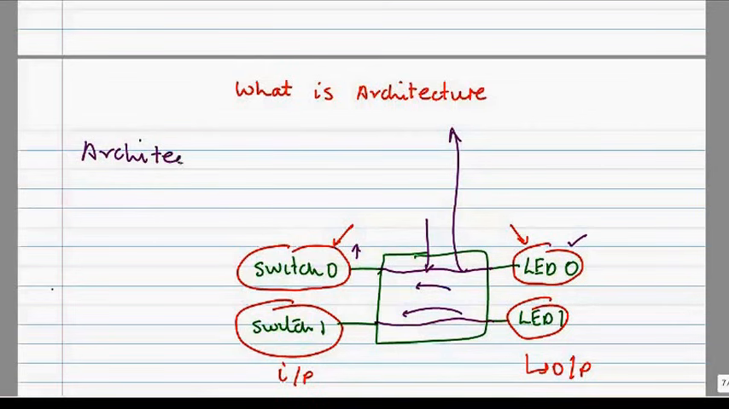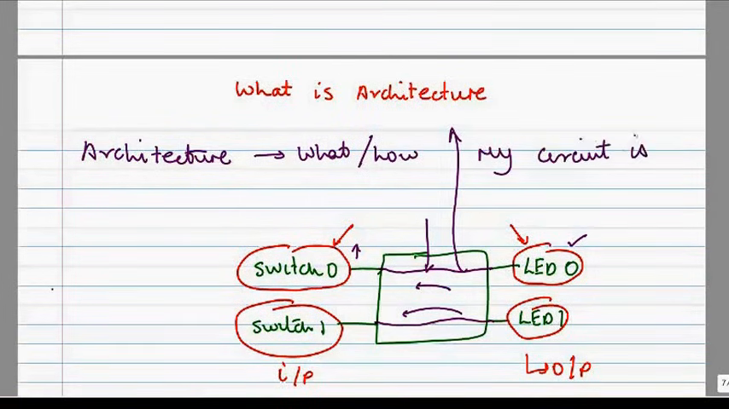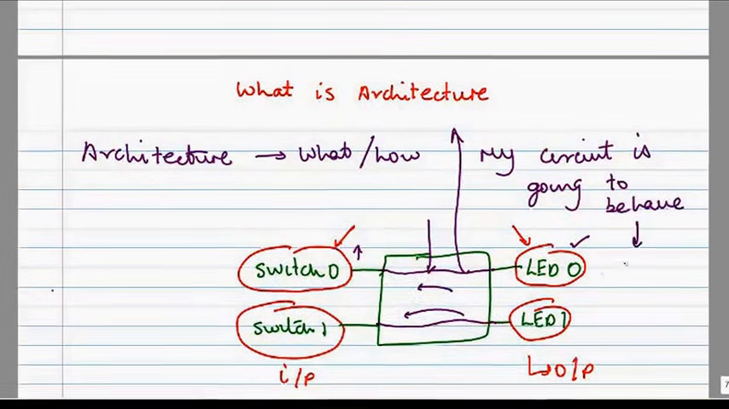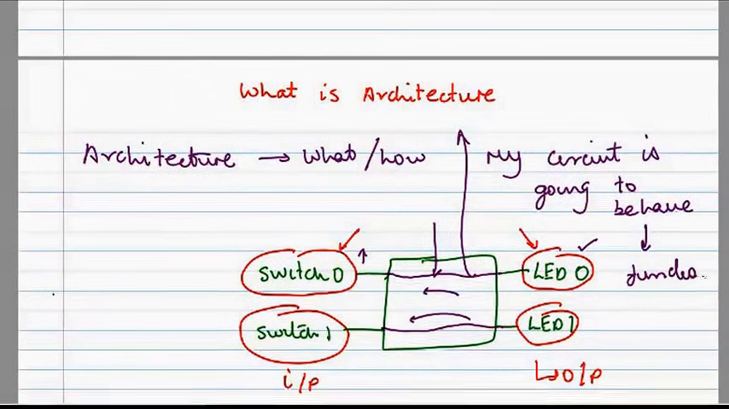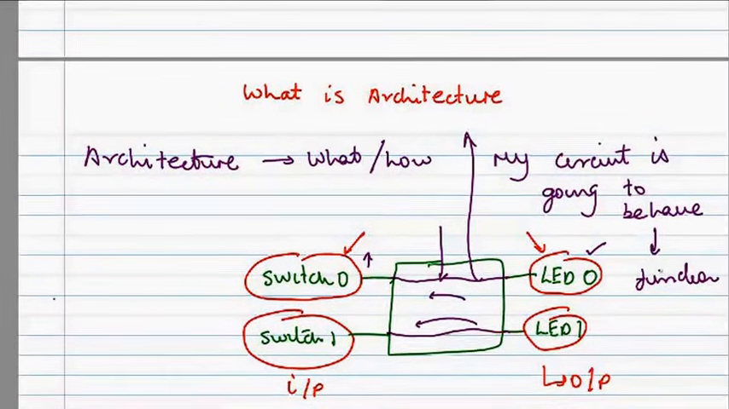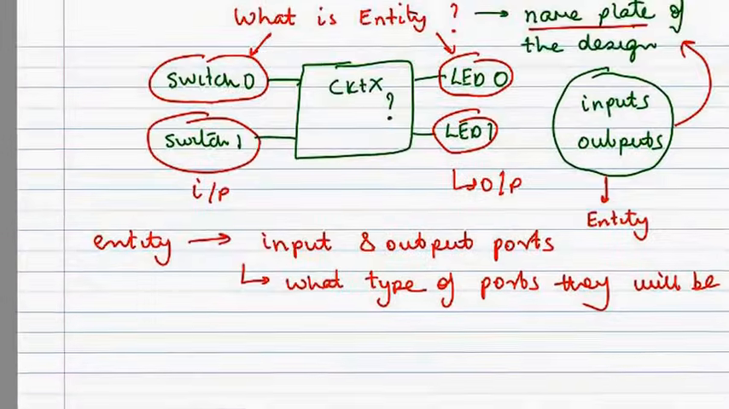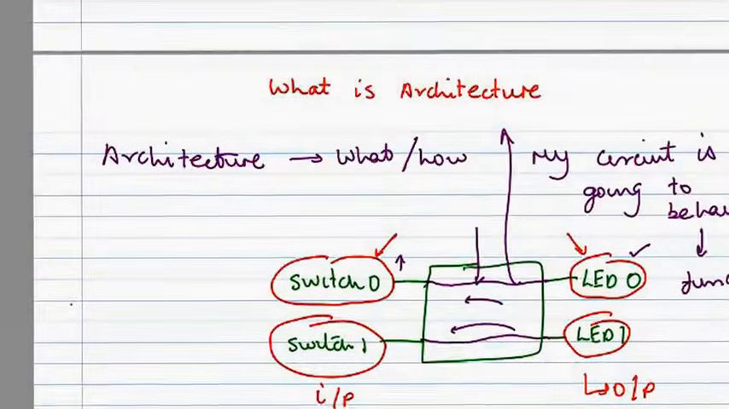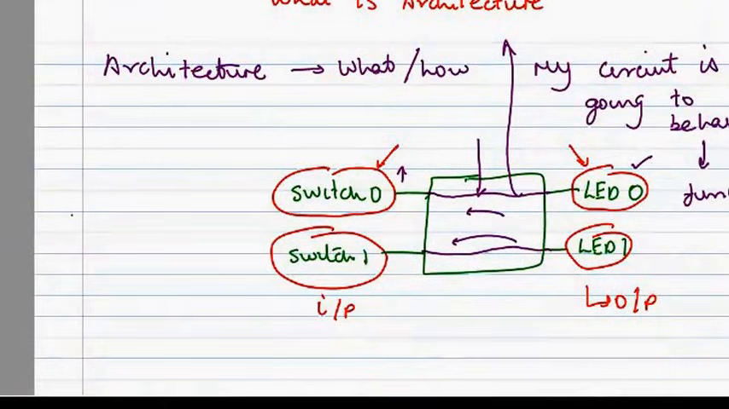So architecture tells me what or how my circuit is going to behave or function. Please understand, the entity helps me specify what my inputs and outputs are, but it's my architecture that will help me specify what my circuit is going to do.